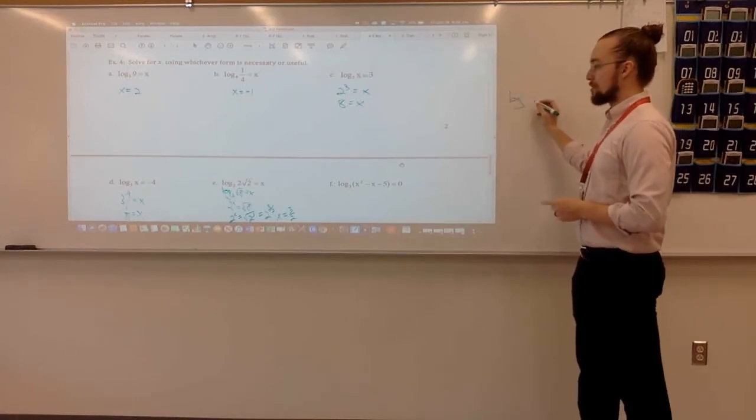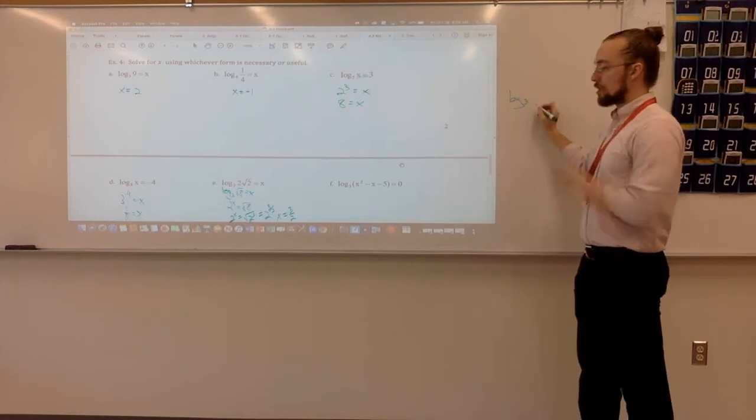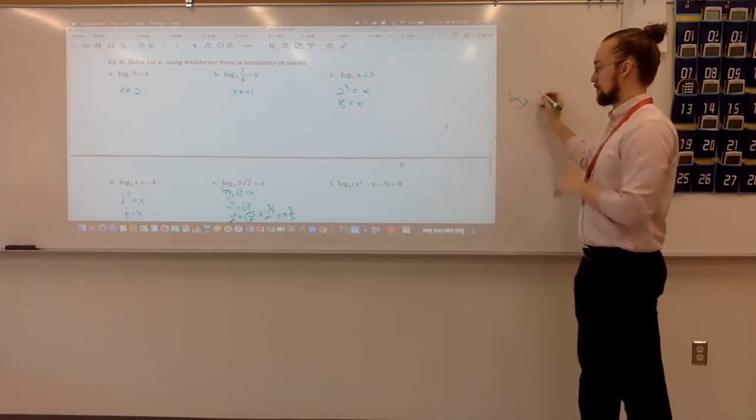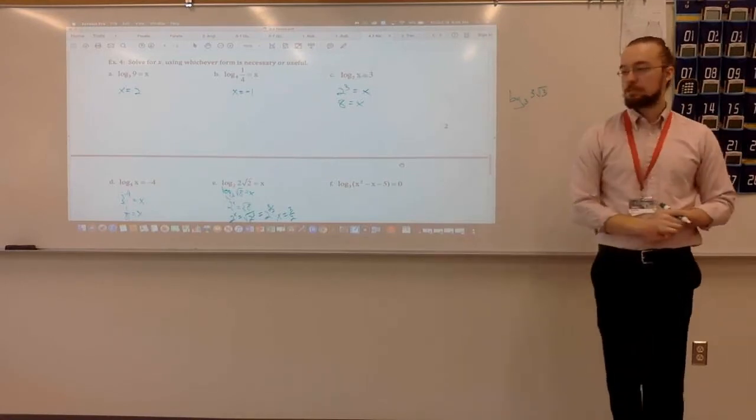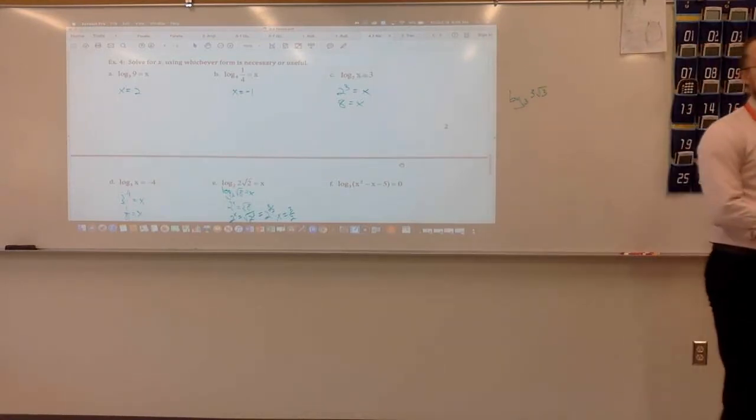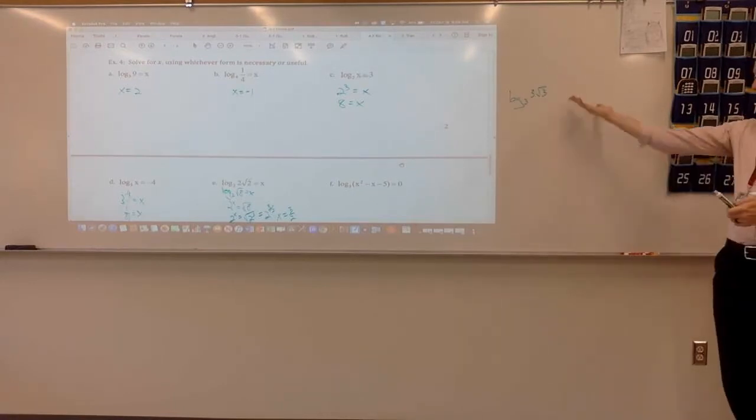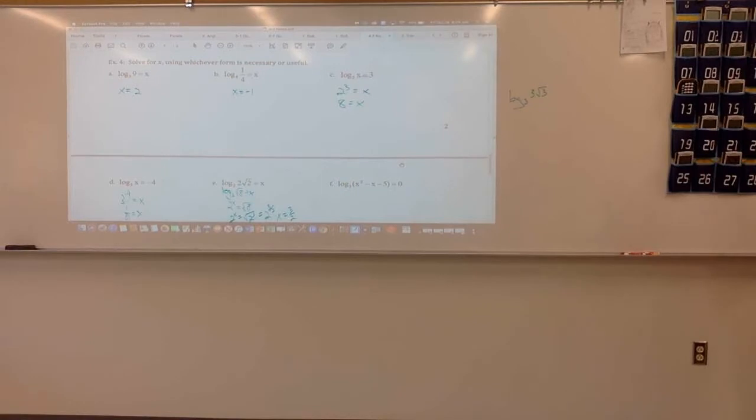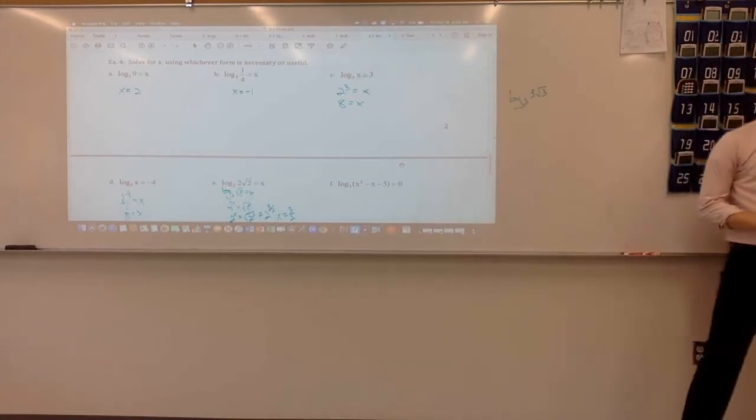How about log base 3 of 3 radical 3? How about that? Well, how would we do that? 3 to the first power equals 3 radical 3.